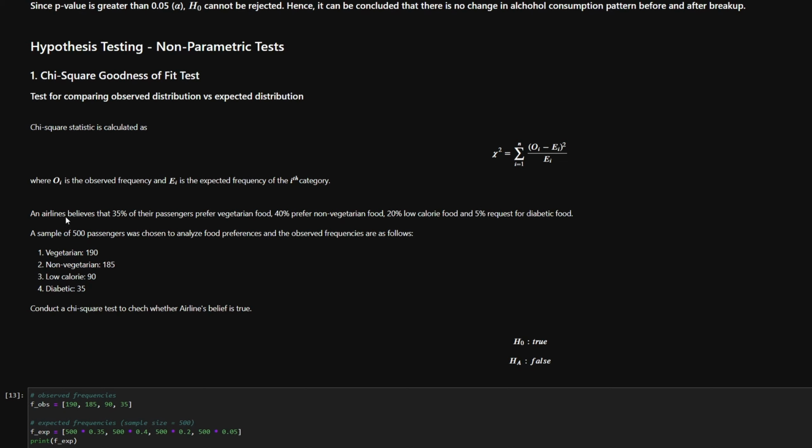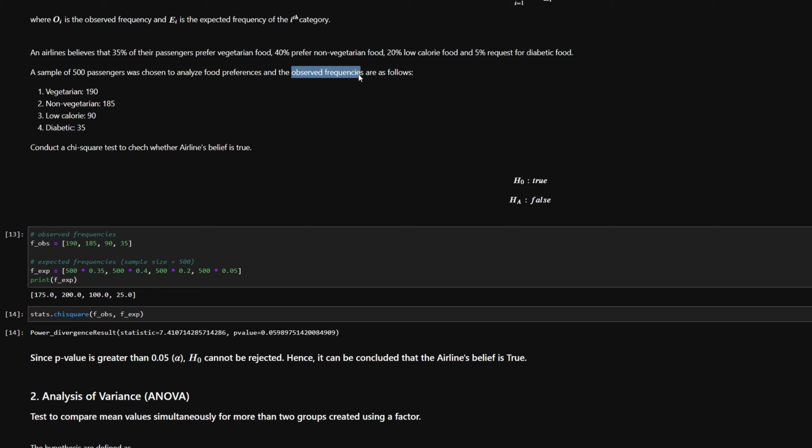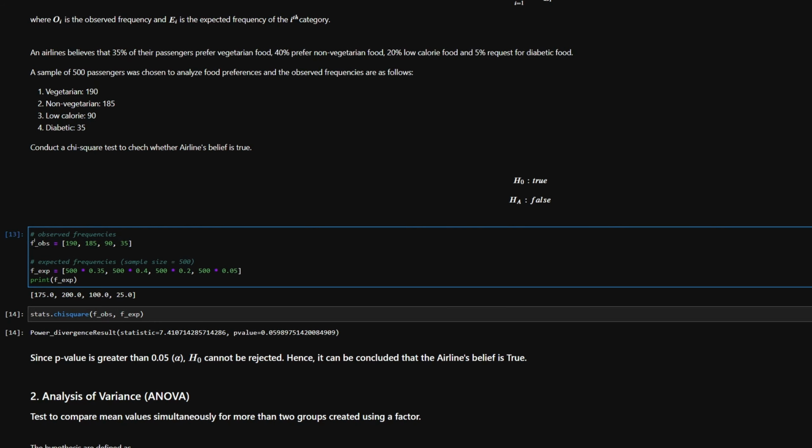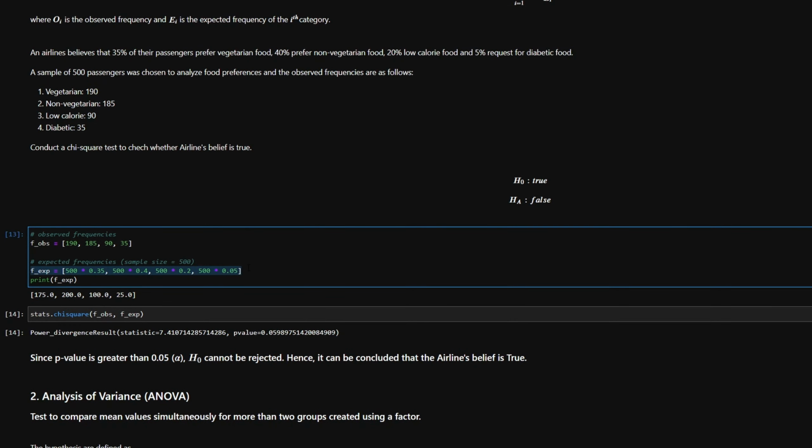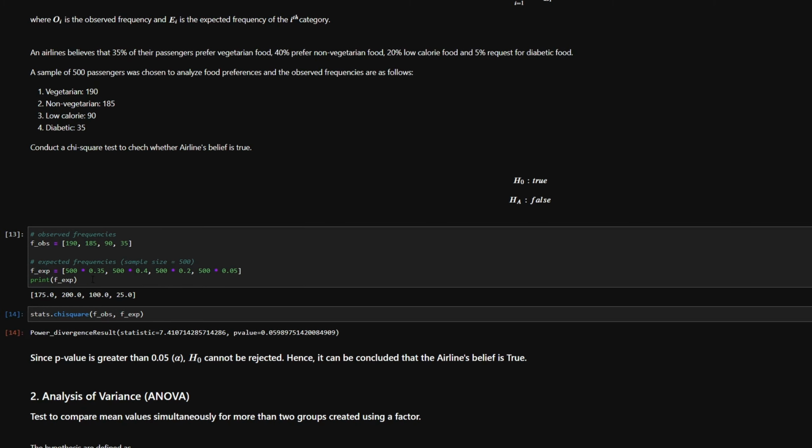So the word that we are looking for here is believes, and if something is believed, then that goes into the null hypothesis. So the null hypothesis would be that the belief is true, and the alternative hypothesis is that the belief or the claim that they are making is false. The observed frequencies given up here, we have just put in a list and in this variable. Then the expected ones are calculated from these ratios. Basically we are creating the expected distribution by multiplying each of these ratios with the total sample size that we have available. So the expected distribution looks like this: 175, 200, 125.